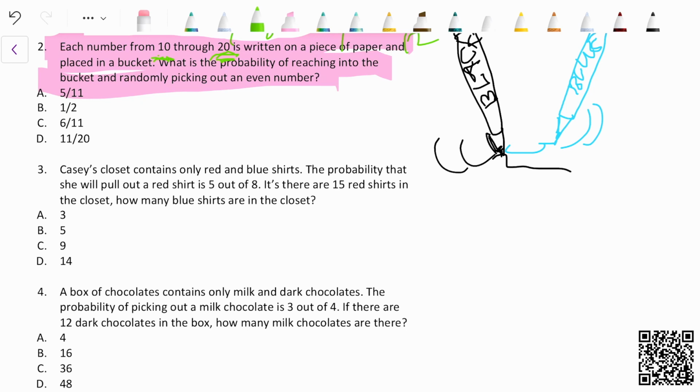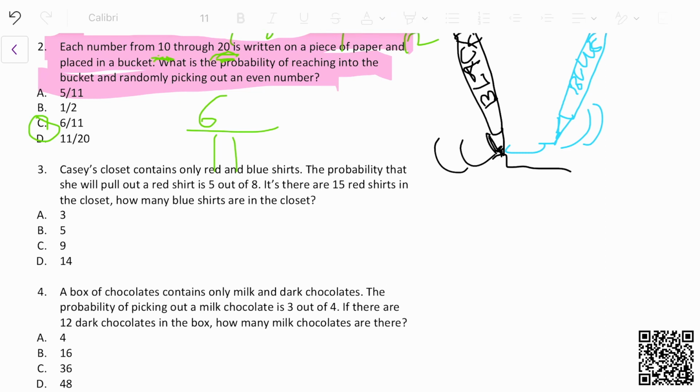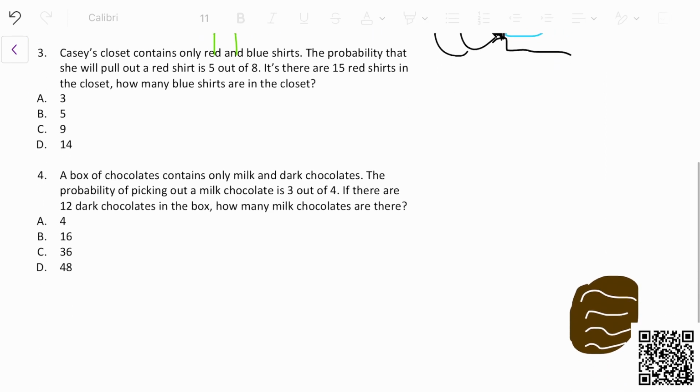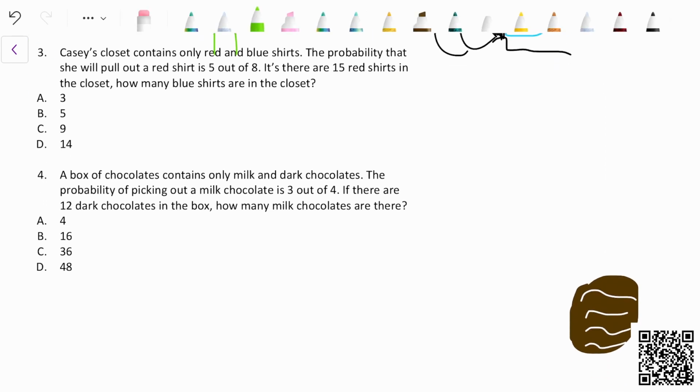So moving on, now we know that there are 11 numbers. And following the same logic as the first one, I put 11 as the bottom. So how many even numbers are there in 10 through 20? There's 6. So the correct answer is C. The thing is that you just kind of have to know how to count, and that's the only thing that's throwing you off on that problem.